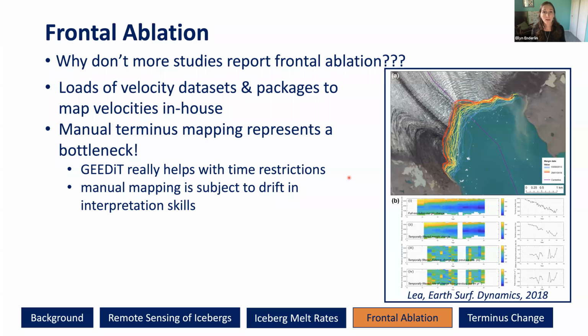So what's going on? I will argue here that terminus mapping still represents a real bottleneck. That's really what our problem is. GDIT, the Google Earth Engine digitization tool developed by James Lee, is awesome. If you haven't used it, it speeds things up so much because you don't have to download all of the satellite images. So it really helps with your time restrictions. But manual mapping is still something that's subjective.